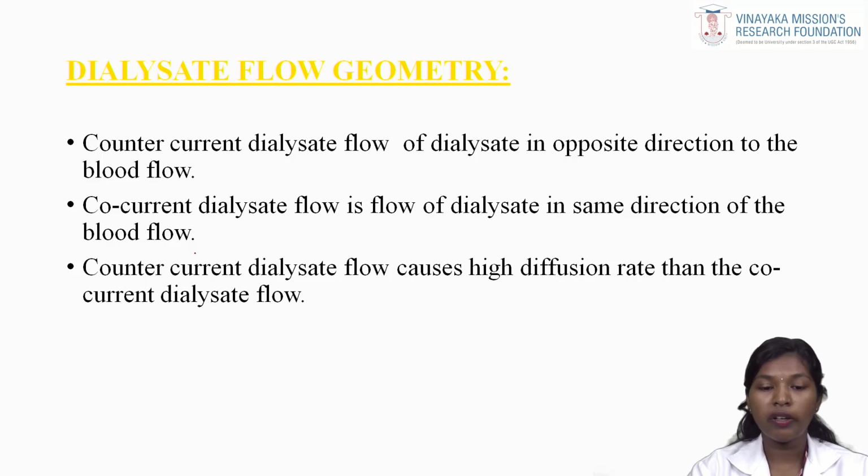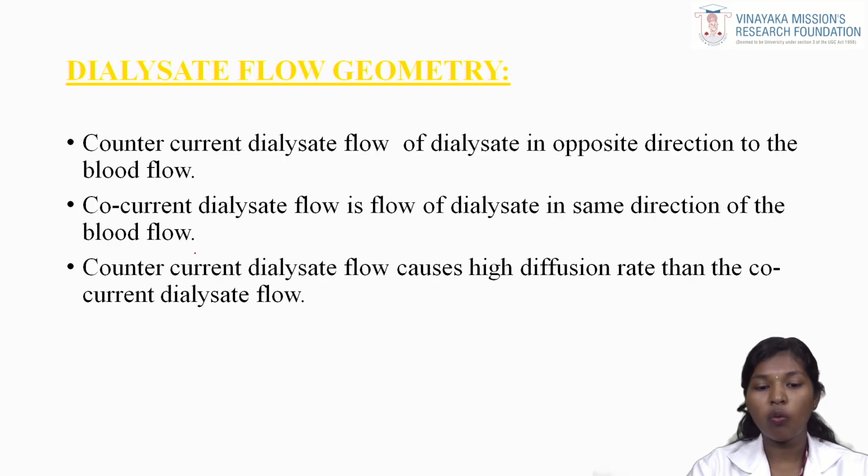Dialysate flow geometry. Counter current dialysate flow is flow of the dialysate in the opposite direction to the blood flow, and co-current dialysate flow is flow of dialysate in the same direction as blood flow. Counter current dialysate flow causes a higher diffusion rate than co-current dialysate flow. In hemodialysis we use counter current dialysate flow.